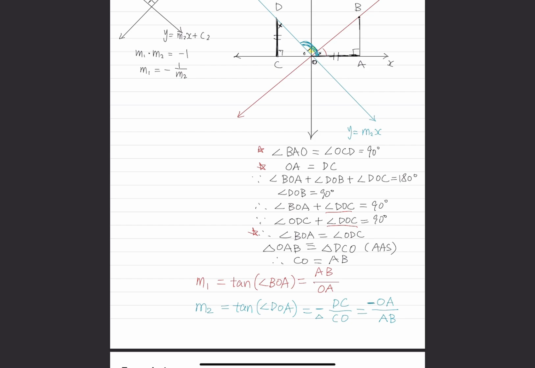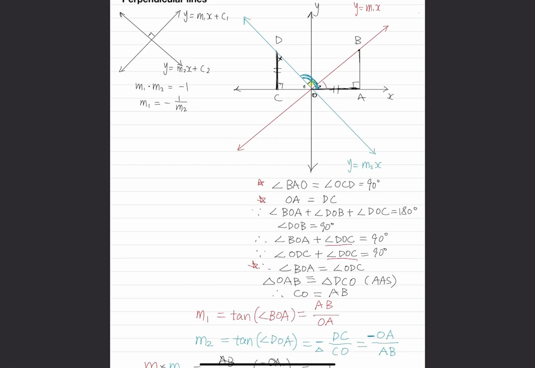Okay. Final step, let's try to multiply M1 and M2. When we're multiplying them, what we get here is AB over OA times negative OA over AB. So we can cancel the ABs, cancel the OAs, and we only have negative 1 left. Okay, so this is how we prove gradients in perpendicular lines.